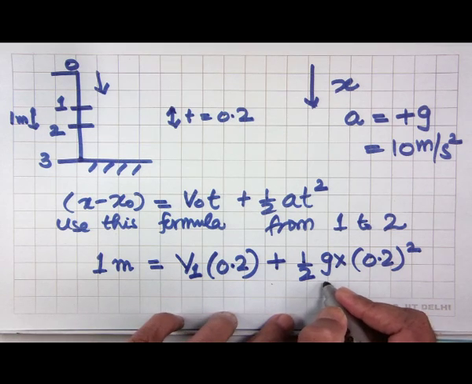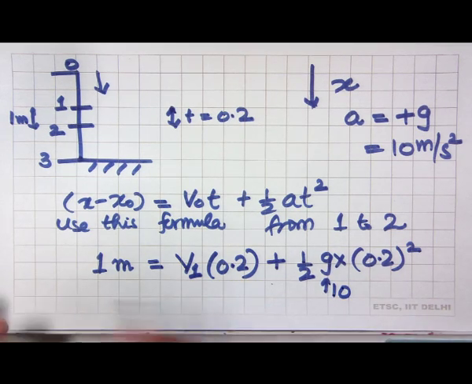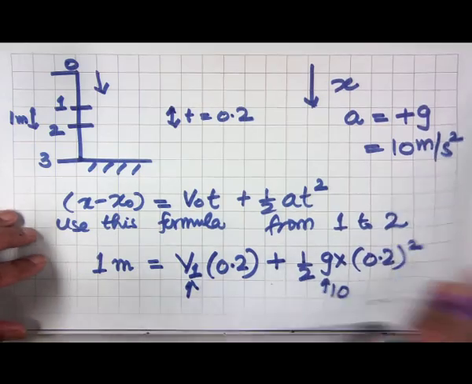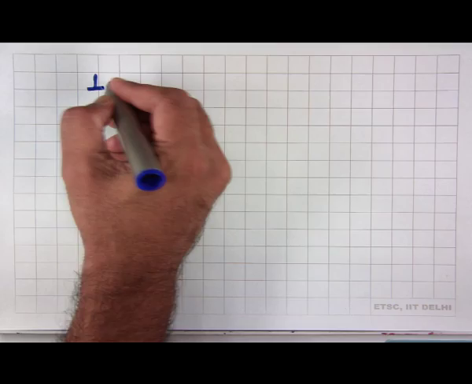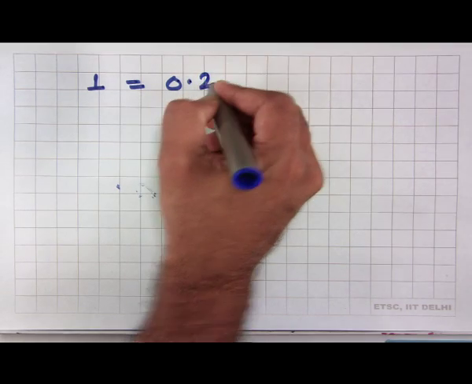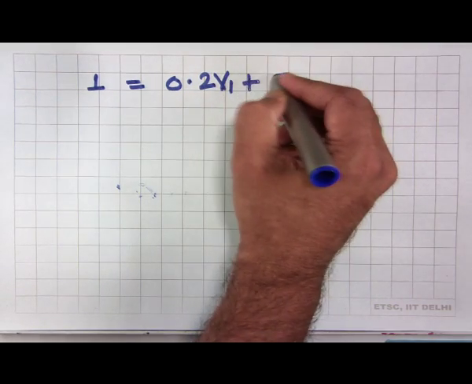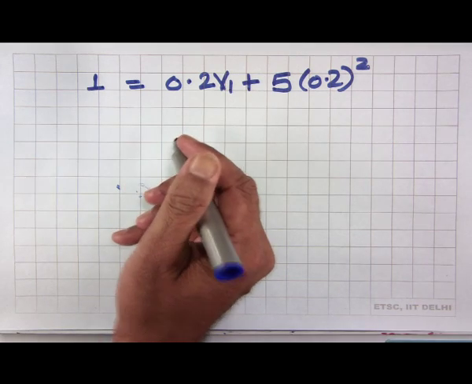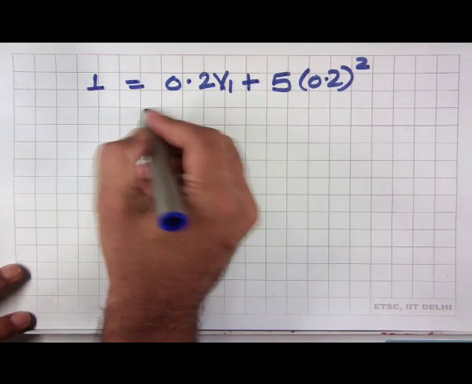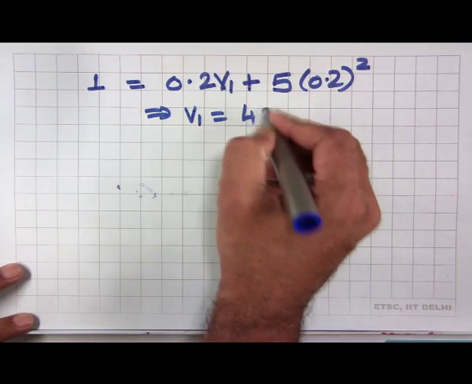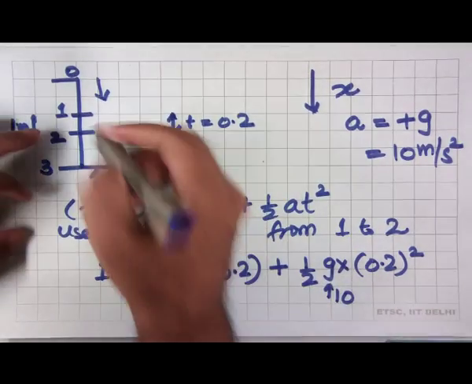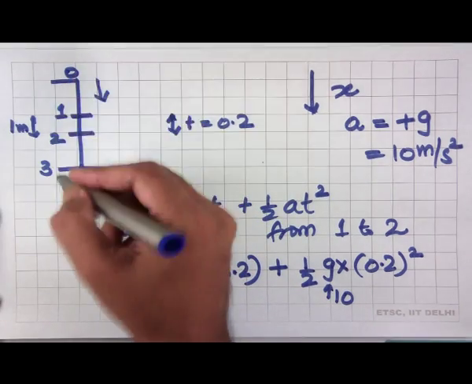Now, this g we know this is 10. So, therefore, the only unknown in this equation is v1, and when we put in the value, what we get is 1 is equal to 0.2 v1 plus 5 times 0.2 square, and from here we will get the value of v1 as 4 meters per second. So, once we know the value of v1, then we have to find the total height of the building.